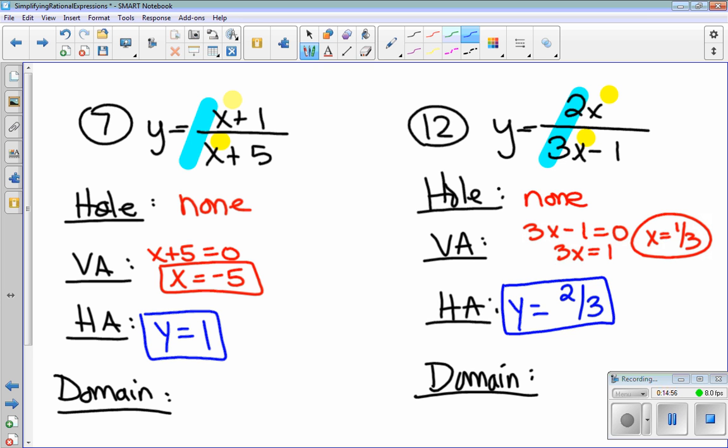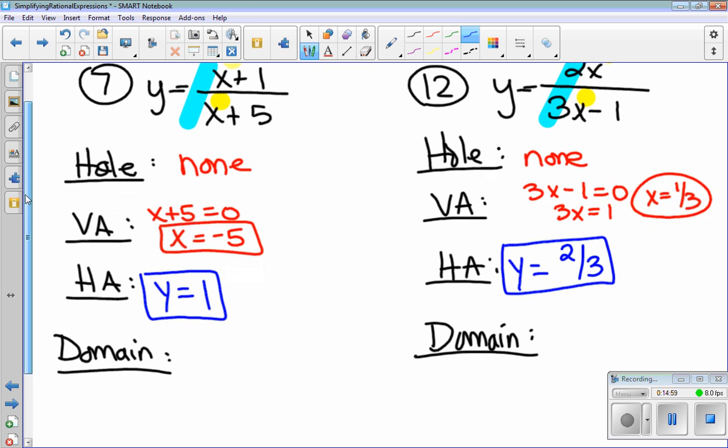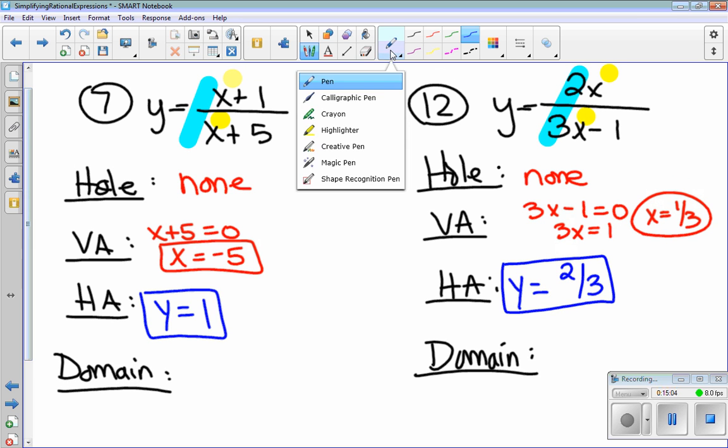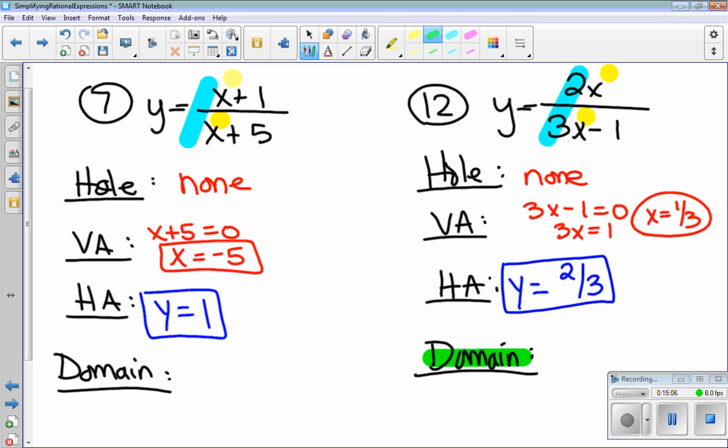All right, now I'm not going to graph these, but let's go ahead and just double check the domain. What am I looking at for domain again? The domain, that's the x restrictions, but am I looking at holes, vertical, or horizontal? Holes and vertical. Good. So let's write what the domain would be on number 7. All x's such that what happens? Don't say x equals 5. That would be wrong. X cannot equal -5.